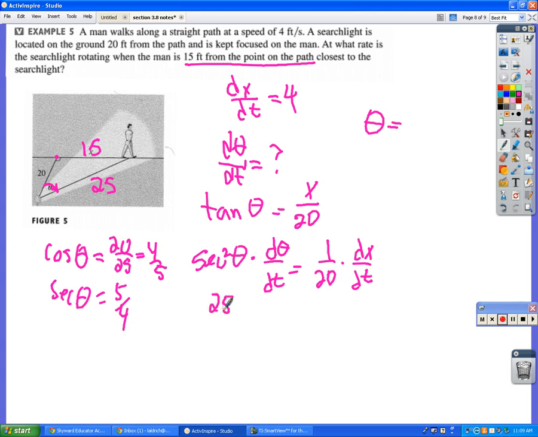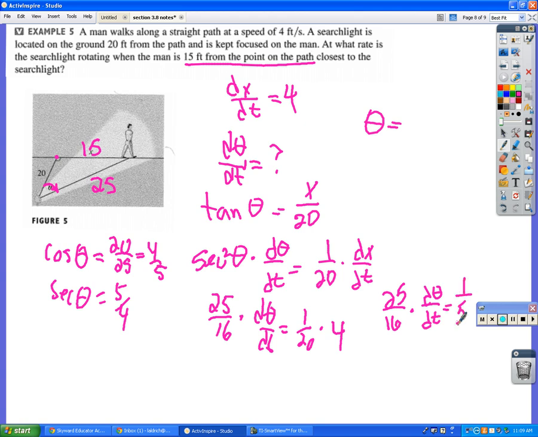Square it, so that would be 25 over 16 times dθ/dt, which is what we're trying to find, equals 1 over 20 times dx/dt, which is 4. So 25 over 16 times dθ/dt equals 1/5. So you multiply by the reciprocal, and you get 16 over 125. And what are my units? I'm going to go radians per second. Okay, so that is our answer, 16 over 125.